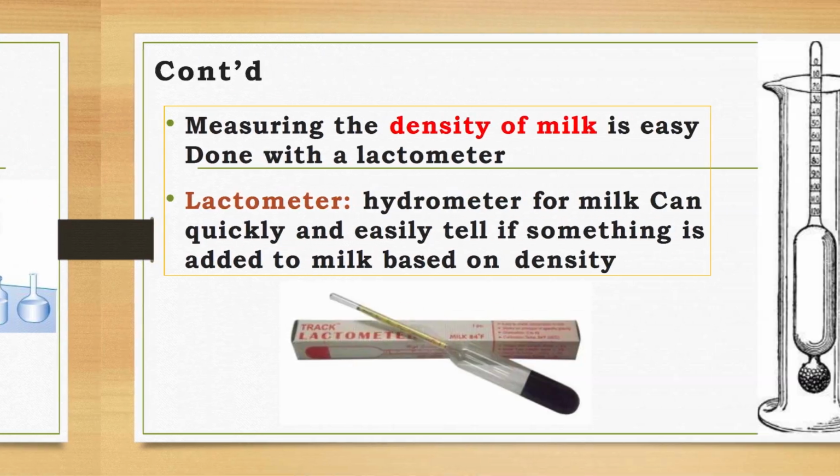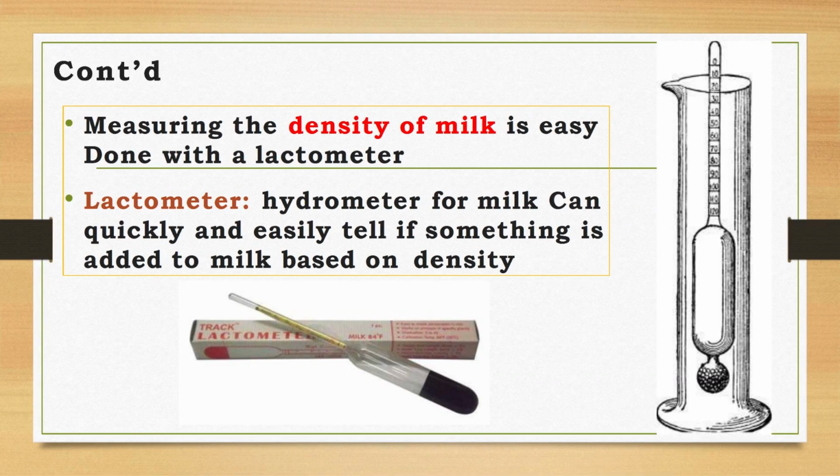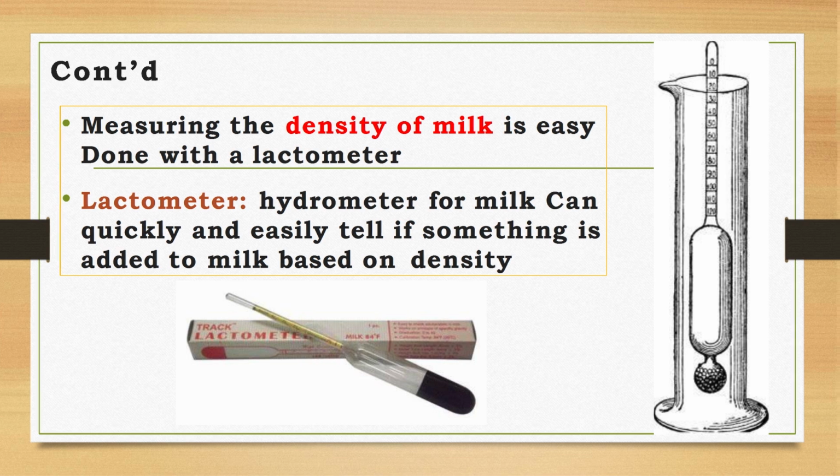Another simple test is measuring the density of milk. This is easy and is done with an instrument called a lactometer. A lactometer is essentially a hydrometer for milk. It can quickly and easily tell if something has been added to the milk based on changes in its density. The slide shows an image of a track lactometer, which is a specific type used for this purpose. After collection, the milk is stored in a balance tank.